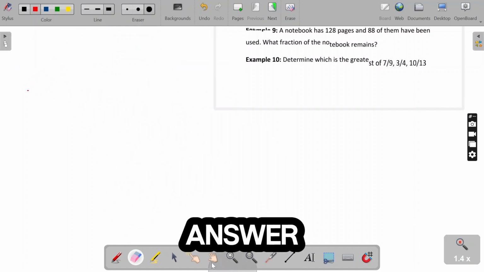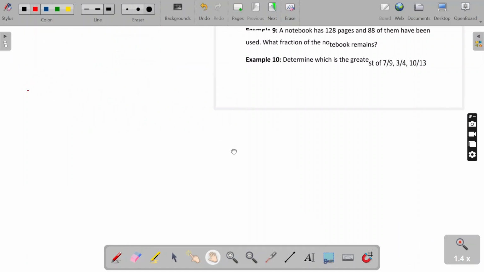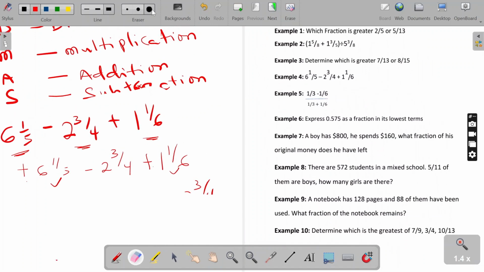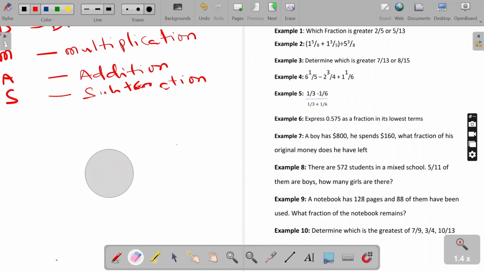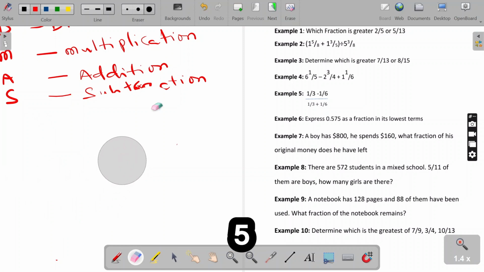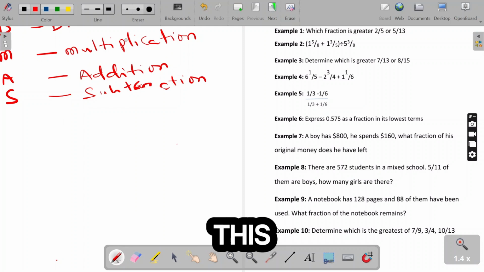So that's the answer. Let's continue. So example 5. Example 5. So we have 1 over 3 minus 1 over 6. Let me write this.